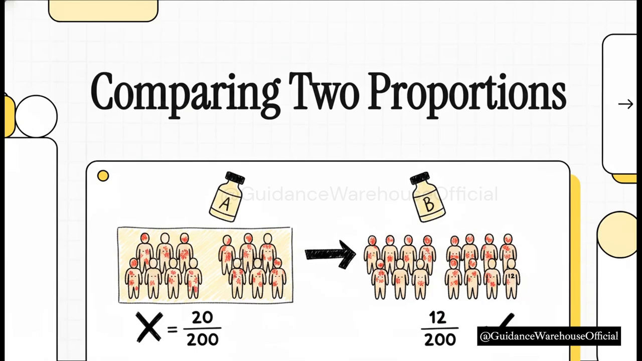Imagine you're a scientist, and millions of research dollars are on the line. You are testing two different medications for hives. You run your experiment. Medication A leaves 20 people out of 200 still showing symptoms. Medication B, though, leaves only 12 people out of 200 with symptoms. On the surface, medication B looks like the clear winner, right? I mean, 12 is obviously less than 20.